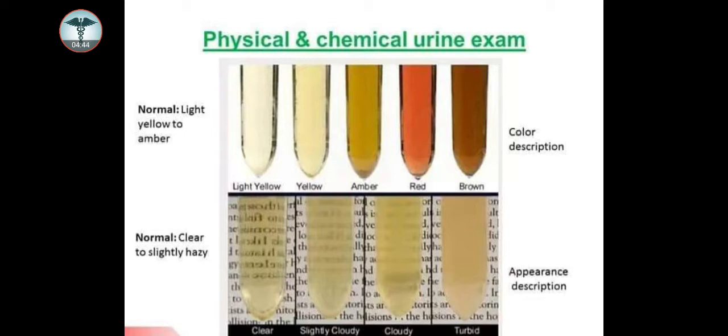In the second picture, you can see blurred words which are written on the paper behind the urine test tube. So you can say that it is slightly cloudy. In the third, you cannot differentiate the words which are written, so it is cloudy. And the fourth one, which is turbid, you can see nothing behind it. So in this way you can describe the appearance.